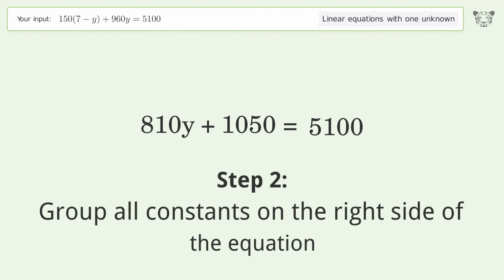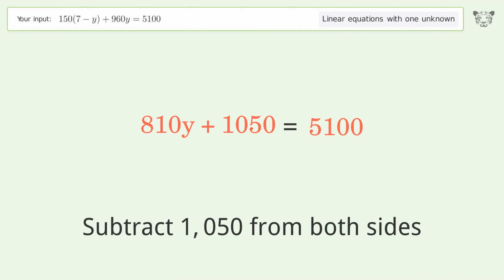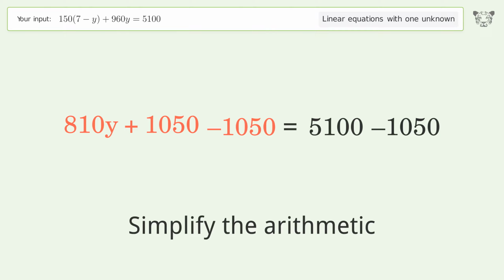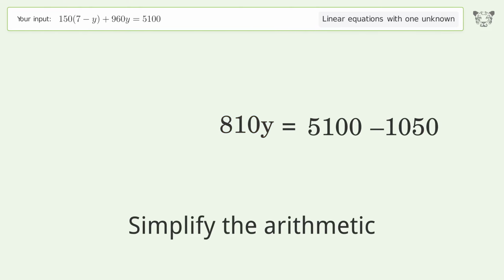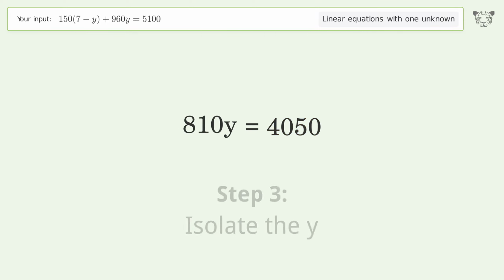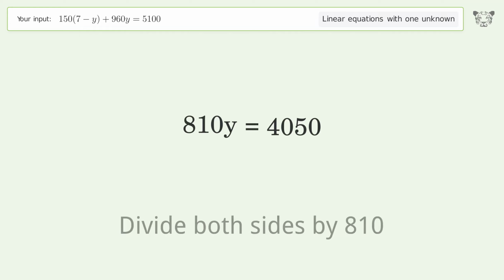Group all constants on the right side of the equation. Subtract 1050 from both sides. Simplify the arithmetic. Isolate the y. Divide both sides by 810.